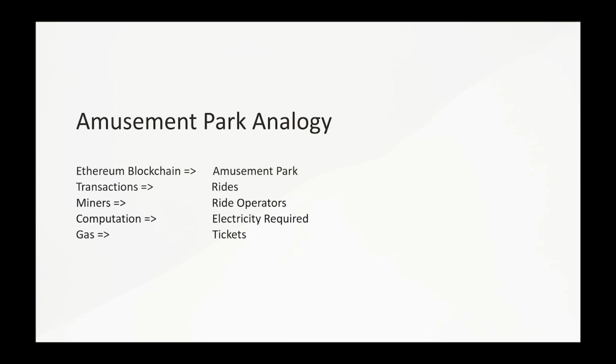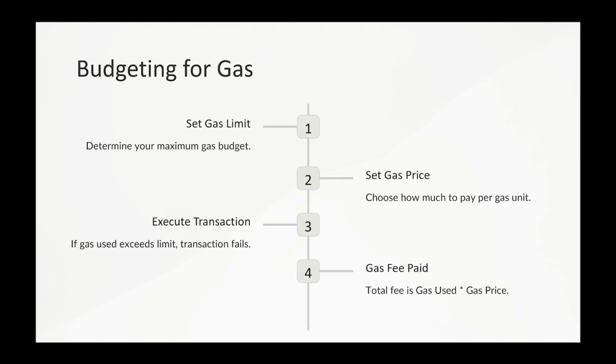Hopefully this helped you understand how gas works and why we need it. We can budget for gas by determining the maximum gas budget. We can choose how much to pay per gas unit, which will determine the time taken for our transaction. If gas use exceeds the limit, the transaction fails. And as we discussed, the gas fee paid is gas used times gas price.